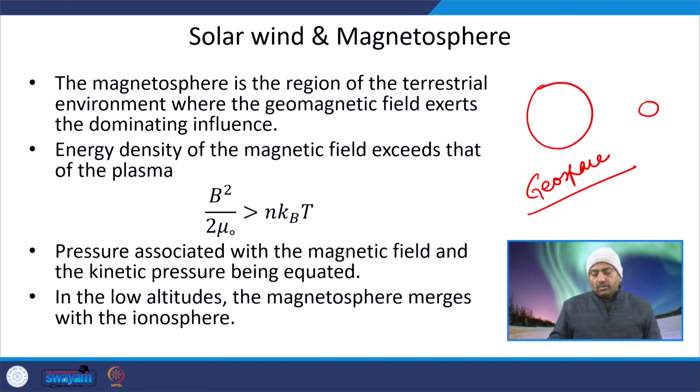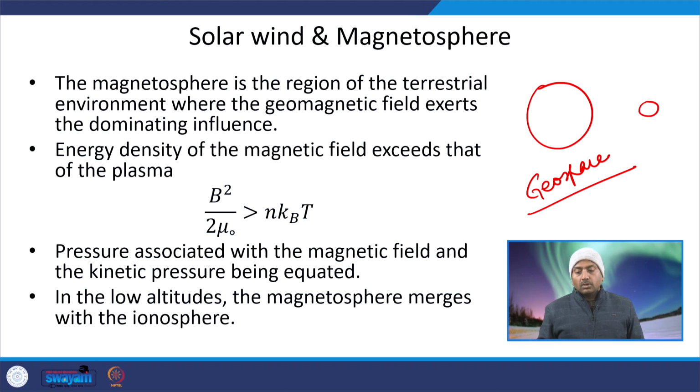By geospace we are basically referring to the near Earth space in which there is the magnetosphere, ionosphere and thermosphere, because this region is the first point of contact when solar radiation or plasma or solar wind reaches the Earth. We need to understand what can happen during this interaction. The magnetosphere, like I said, is the topmost region of the Earth's proximity, the geospace. The magnetosphere is the region of the terrestrial environment where the geomagnetic field has some dominating influence.